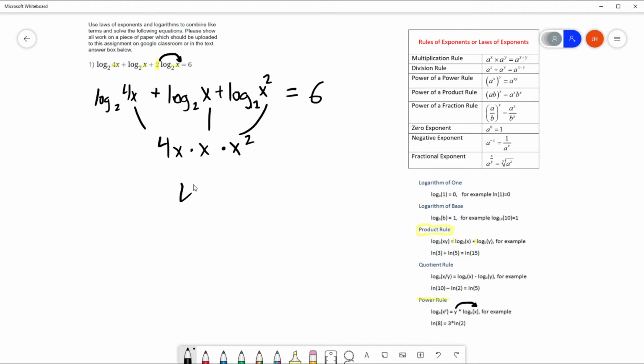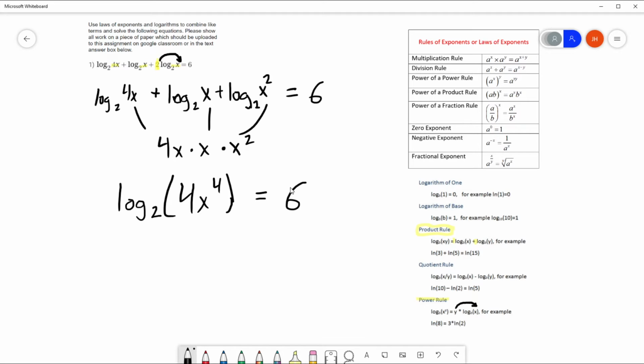It's actually going to be 4x to the 4th. And it would be log base 2, because it's supposed to be the same base as I had before. Another thing to keep in mind, y'all, you can only use the product rule if their bases are the same, right? See, these were all base 2, so that's why I was able to do it. So log base 2 of 4 times x to the 4 is equal to 6.